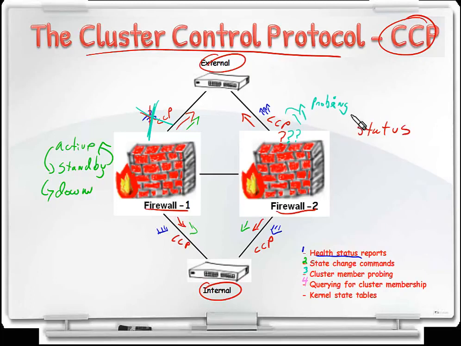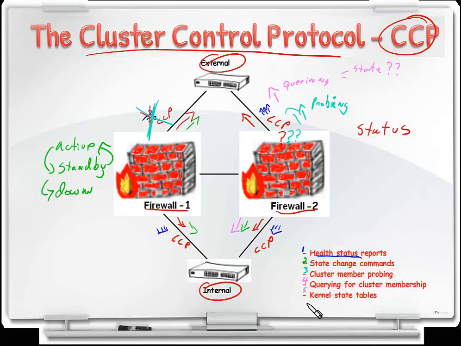And fourth, querying the cluster membership. When the machine is first coming online, it's going to query the cluster to identify which machines are actually in the cluster, what state those member machines are in, to signal that it's trying to join the cluster, and to identify what state it should join in when it joins the cluster.